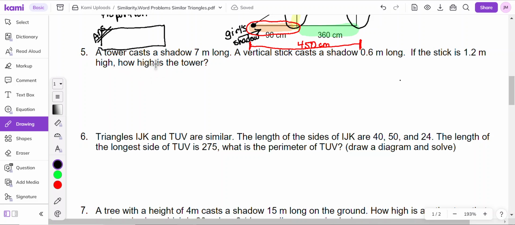A tower is casting a shadow that is 7 meters long. So, tower. The shadow is 7 meters long, correct?